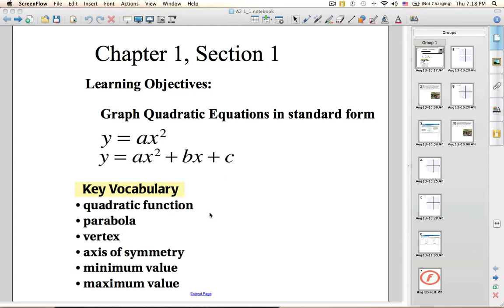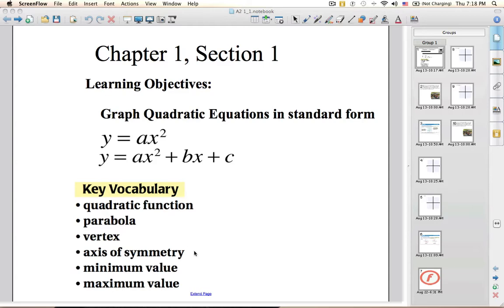Key vocabulary for this section includes the concept of what a quadratic function looks like, the shape of the graph of a quadratic function, which is a parabola, and the vertex of a quadratic function, which would be the highest or lowest point on the quadratic. If you think of the parabola as an item that starts off going either up or down and at some point changes direction, the vertex is the point where it changes direction.